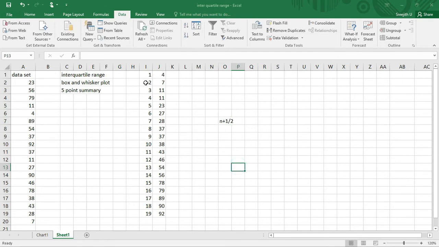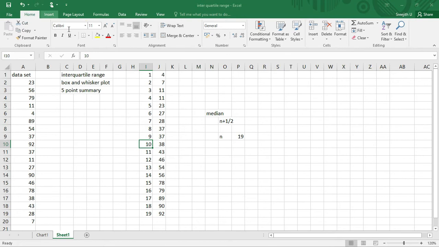In this instance, n is 19 because there are 19 observations. N plus 1 by 2 is 19 plus 1 by 2, which is 20 by 2, which is 10. So the median is given by the value corresponding to the 10th observation in this data set. The 10th observation in this data set is 38. There are 9 observations below the value 38 and 9 observations above the value 38 in our data set.